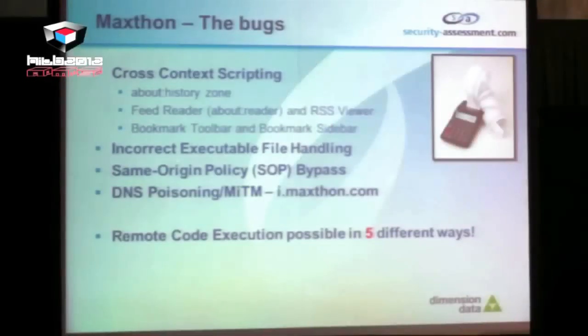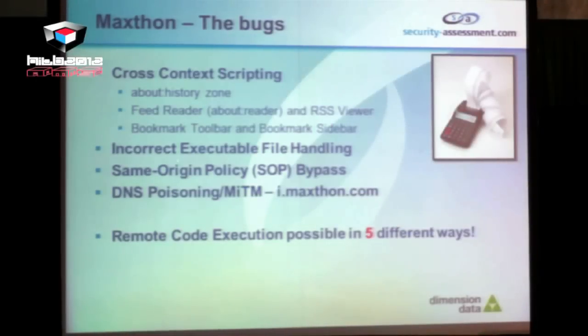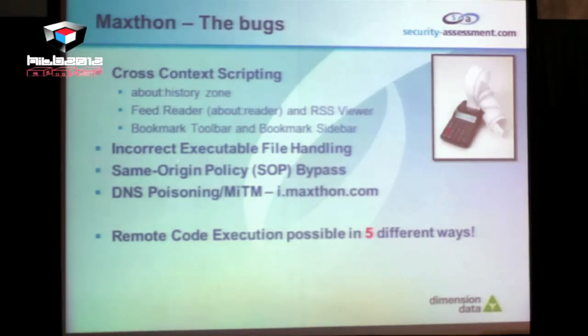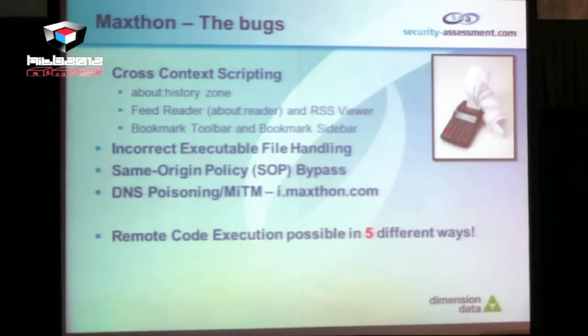So these are the bugs I'm going to present today. It's a mix of different things. The cross-context scripting thing, which I just introduced before, in 4 different points. And then there are other bugs which I will mention. Chaining all these bugs together gives me 5 different ways to get code execution in this browser. So let's start with the first 0 day. That's an interesting one.